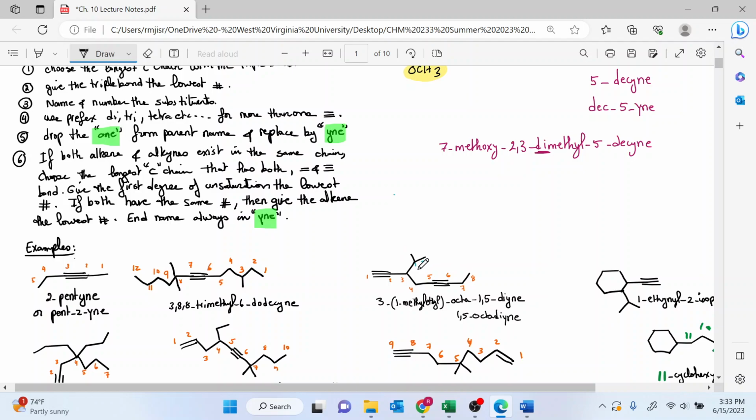This is an isopropyl group. However, isopropyl is a common name and it's not an IUPAC name. The IUPAC name of the isopropyl is a 1-methylethyl. And that group lies on carbon number 3.